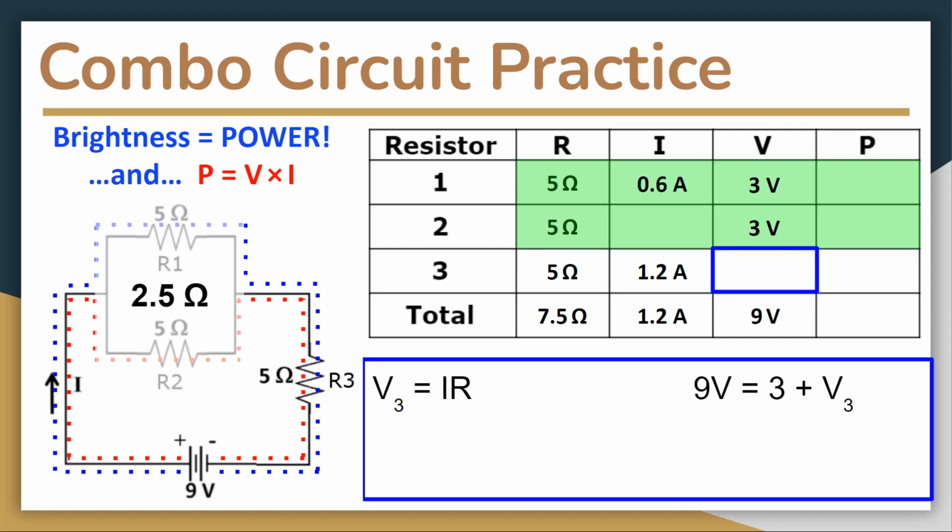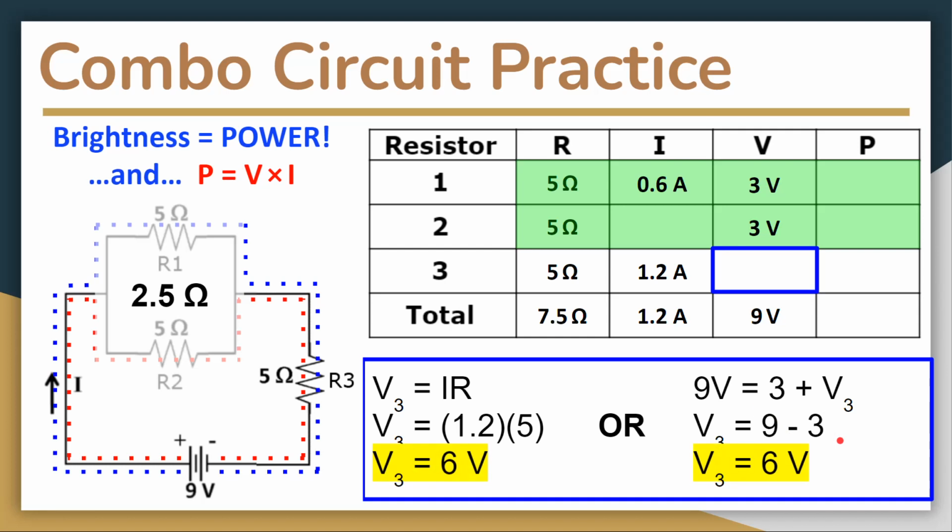Okay, so I'll go ahead and do it this way. Actually, I'm showing you both ways. So here we go, we have I times R, 1.2 times 5, or again by subtraction, because they have to add up to the battery's 9 volts, so 9 minus 3. Either way, you get 6 volts. Whichever way you prefer to go about doing this, that voltage drop will be 6 volts.